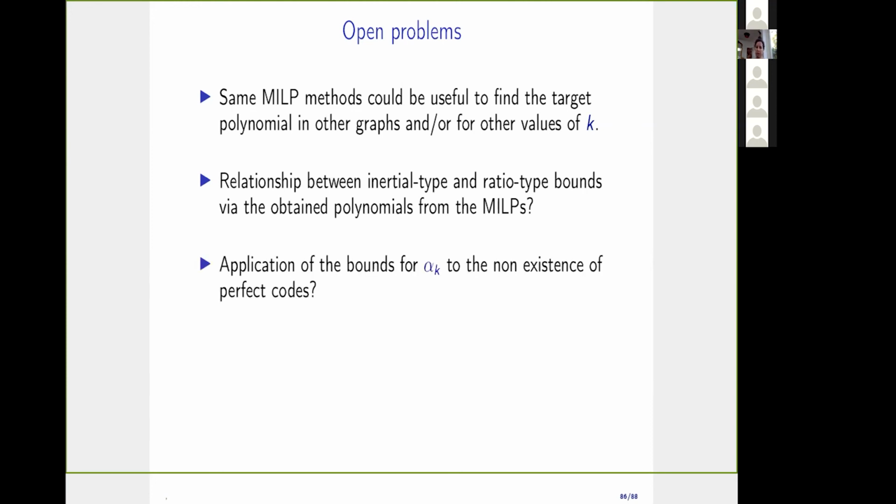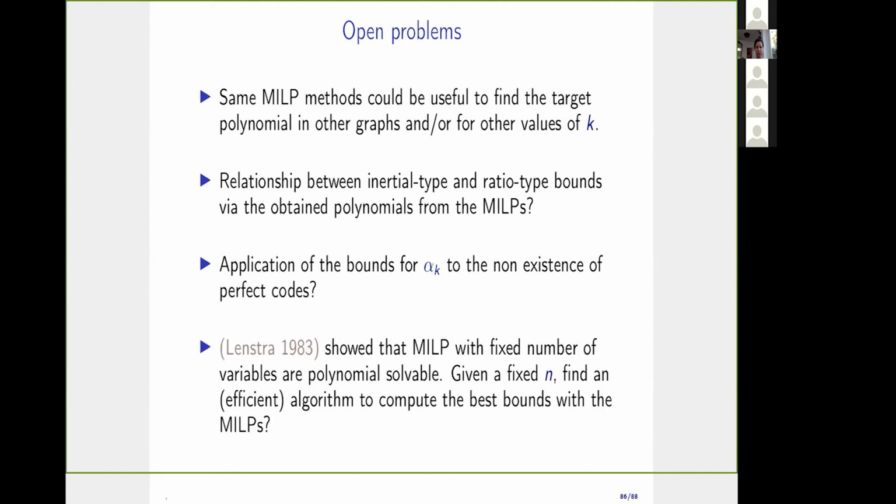Also, could we use these spectral bounds for the k-independence number to prove the non-existence of some perfect codes on some graph families, as Fiol did for odd graphs? Could we do it for other graph families? And also, this result by Lenstra shows that some mixed integer linear problems with a fixed number of variables are polynomially solvable. So given a fixed n, could we find efficient algorithms to compute the best bounds with the MILPs we provide?